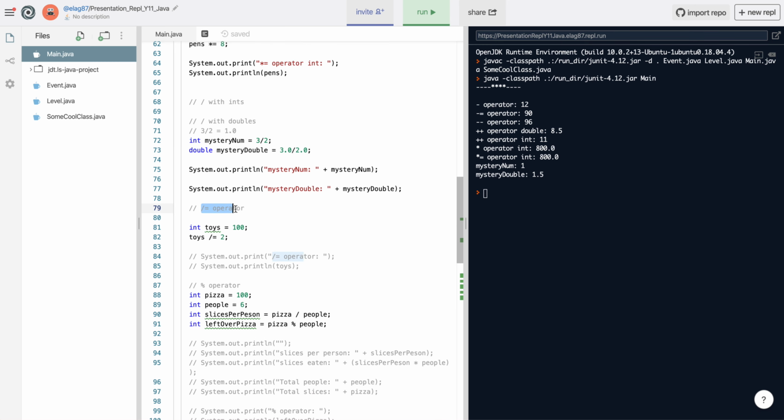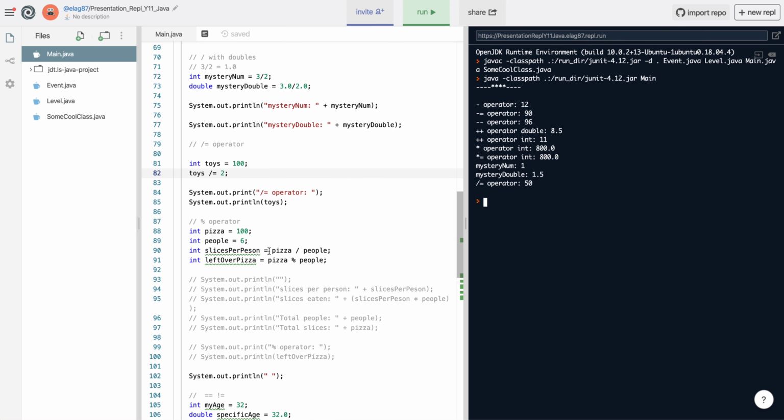Now let's look at the division equals operator, which is the same as what we've seen with other equals operators. It is going to divide that number by 2, which is the original number here, and then make it equal to that. So in this case, we have an integer, we divide it by 2. We would expect it to be 50 when we print it out, and that's exactly what we get.